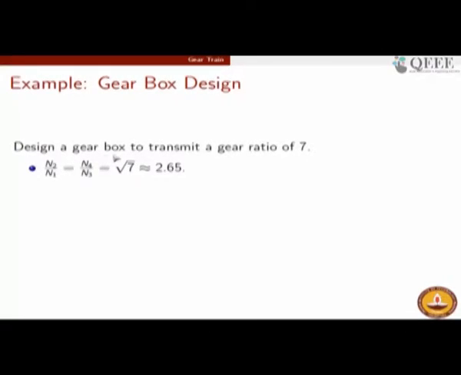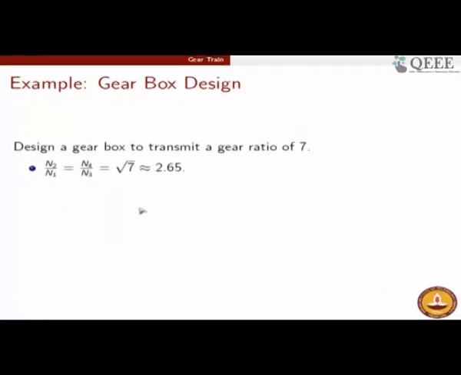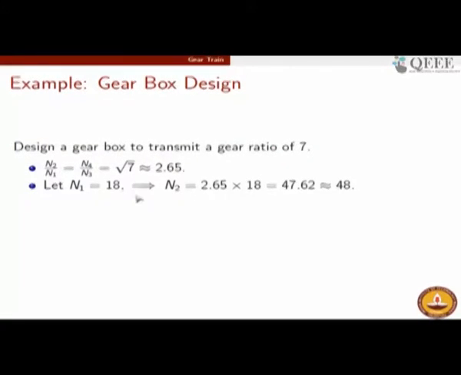So the question is to design a gearbox to transmit a gear ratio of 7, let's say. Our policy of having a gearbox with minimal size demands that the individual gear reduction ratio should be square root 7. So for this two-stage reduction, the first stage should have a gear ratio of square root 7, and the second stage should also have a gear ratio of square root 7, which works out to be about 2.65.